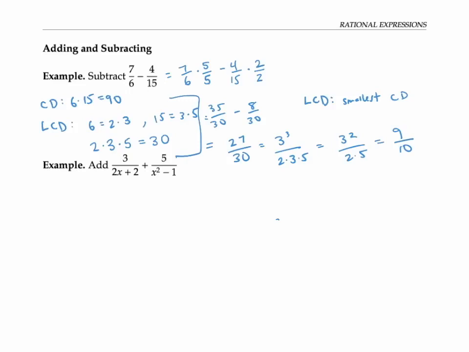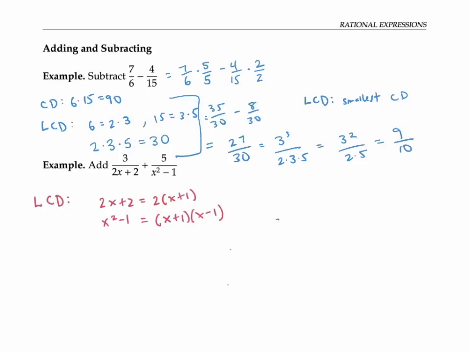The process for finding the sum of two rational expressions with variables in them follows the exact same process. First, we have to find the least common denominator. I'll do that by factoring the two denominators. So 2x plus 2 factors as 2 times x plus 1. X squared minus 1, that's a difference of 2 squares, so that's x plus 1 times x minus 1.